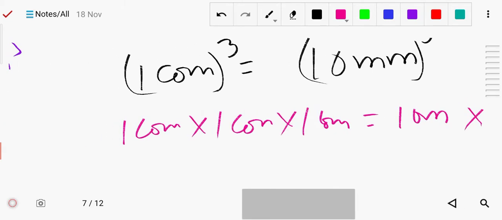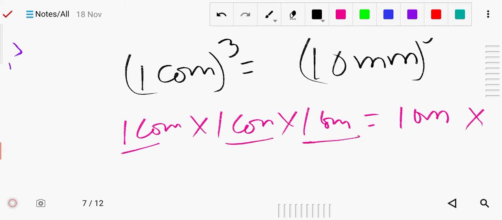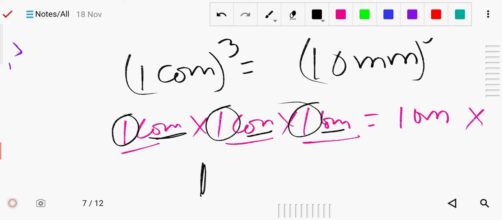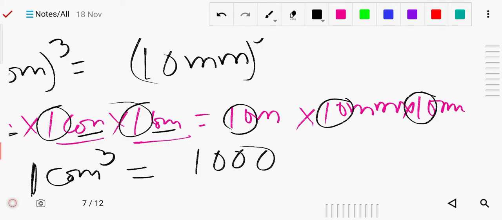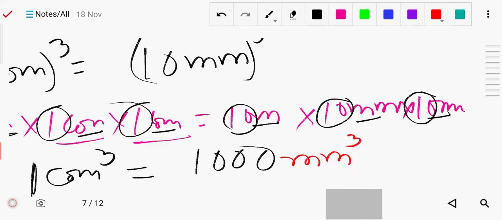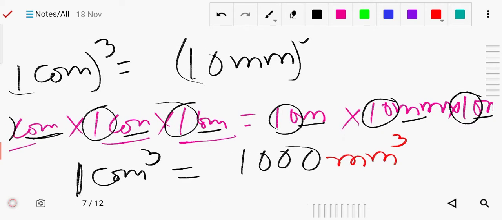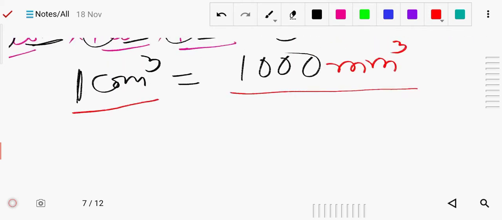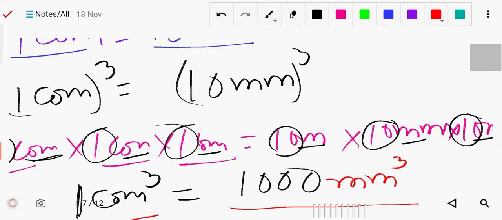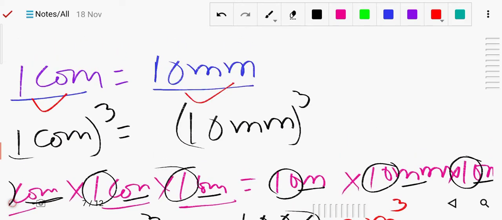Now we can solve this. 1 into 1 into 1 is 1 only. Centimeter three times is centimeter cube. Here 10 into 10 into 10, 3 times 10, means 3 zeros, so 1000. Millimeter three times is millimeter cube. So you can see that 1 centimeter cube equals 1000 millimeter cube. But 1 centimeter equals 10 millimeter.